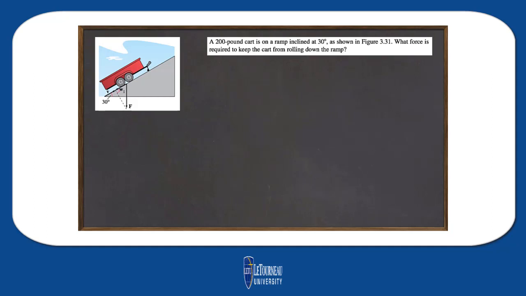Now here's our little red cart. A 200-pound cart is on a ramp inclined at 30 degrees. What force is required to keep the cart from rolling down the ramp? All right, the force is vertical and downward.